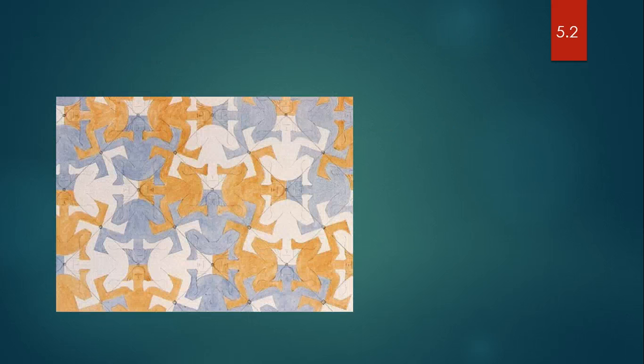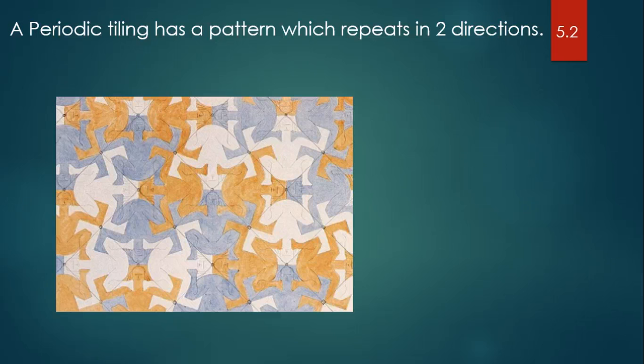So let's go back to this Escher work. Now obviously these shapes that he's created are not regular polygons. In fact, they're not polygons at all. But we do notice a pattern here. That's because this is what's called a periodic tiling. So a periodic tiling has a pattern which repeats in 2 directions.